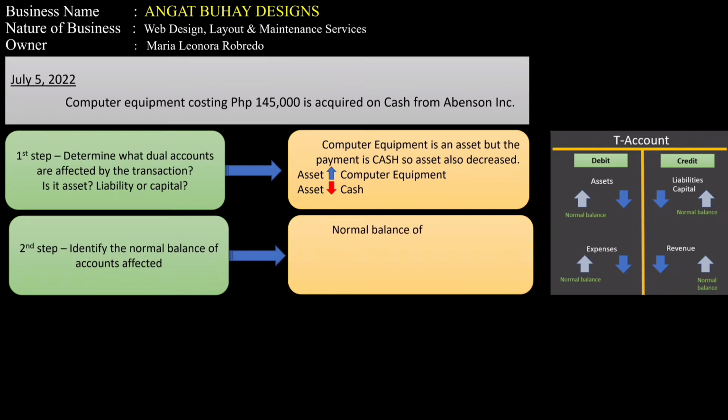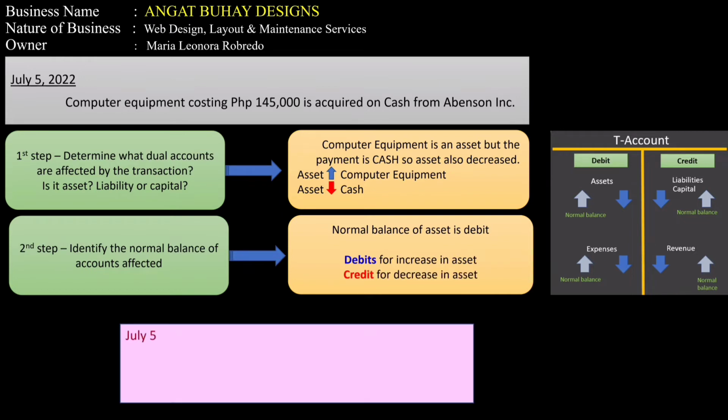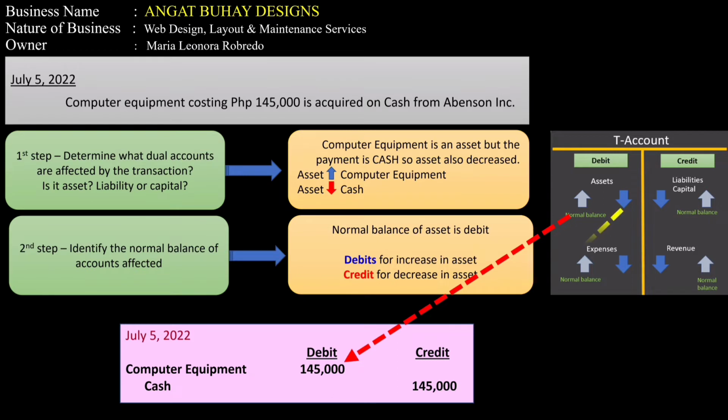What is the normal balance of asset? The normal balance of asset is debit. So we acquired a computer equipment. So there's an increase in asset. That increase is computer equipment. But also, take note that there's a payment of cash. So there's a reduction of cash. So we will also credit cash 145,000 pesos.